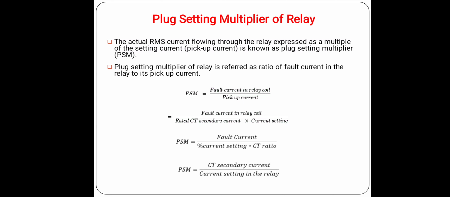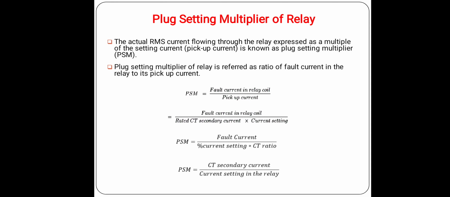Because the setting current is 10 ampere, if the current flowing through the relay is 100 ampere in real, then the plug setting multiplier will be 10, that means 10 into 10 equal to 100. A PSM equal to 4 means 40 ampere of current is flowing. That means if PSM is 4, we multiply by the current setting, that is 10 ampere, 4 into 10 ampere. Now if PSM is 6, that means 60 ampere of current is flowing, and so on. If the same relay is set at 50%, the rating of the relay is 5 ampere.